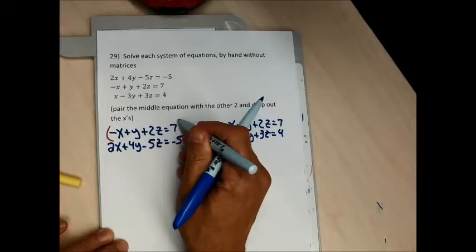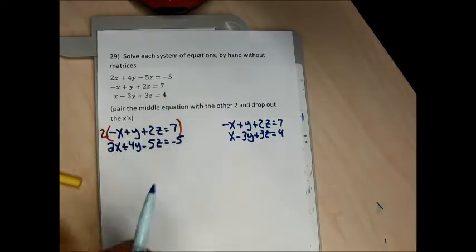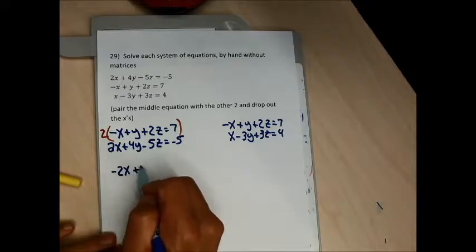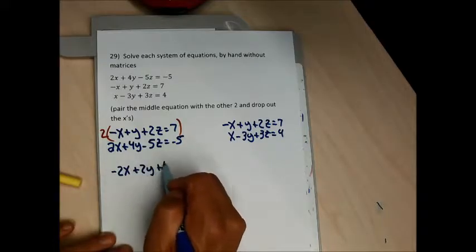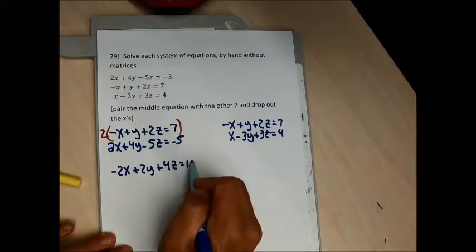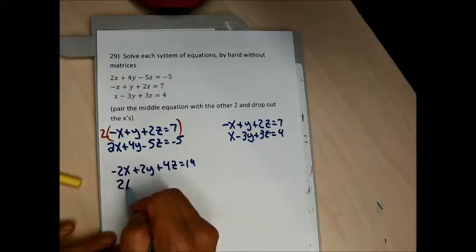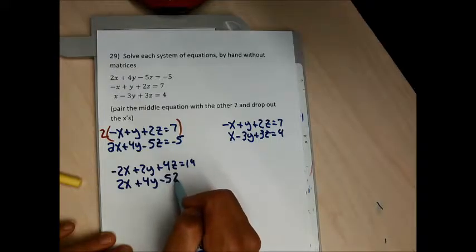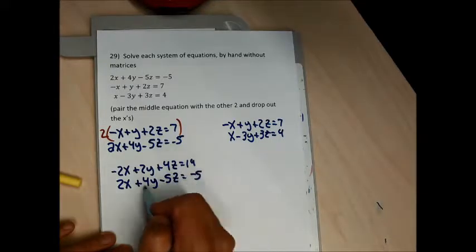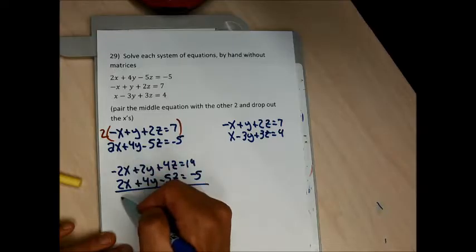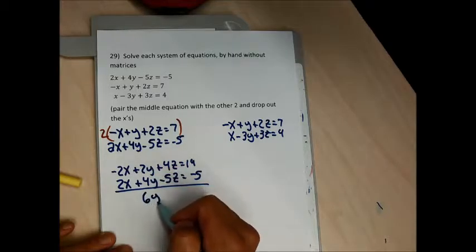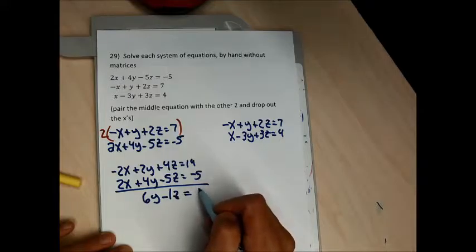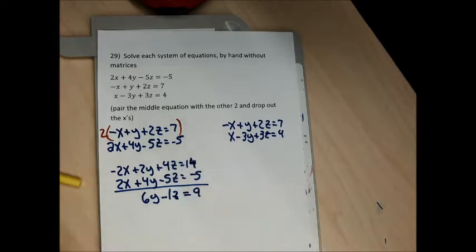For the first pair to drop out the x's, I'm going to multiply the top equation by 2 and get negative 2x plus 2y plus 4z equals 14. I'm going to leave the bottom one, 2x plus 4y minus 5z equals negative 5. When I add these together, the x's cancel. I get 6y minus 1z equals 9, if I do that math right in my head.